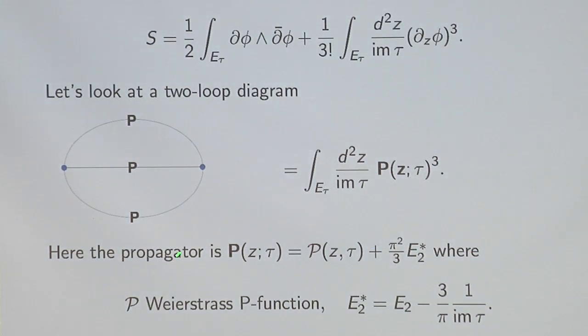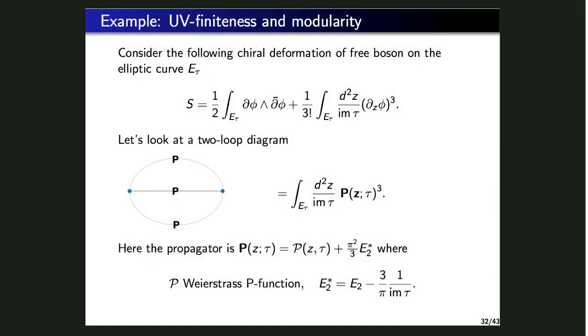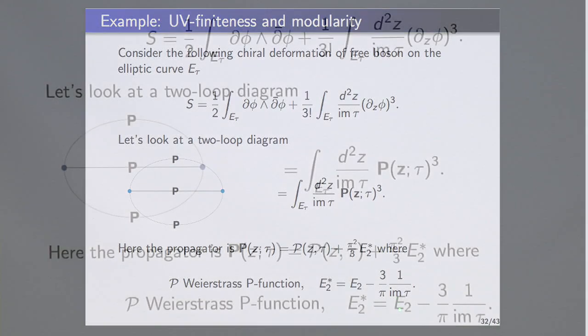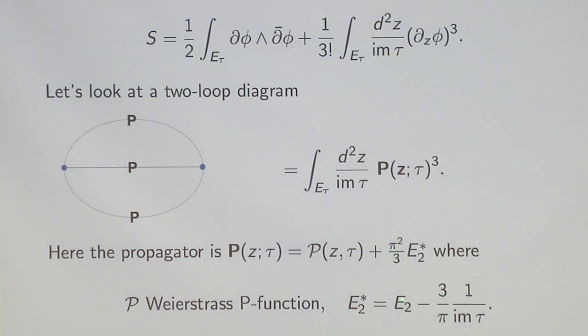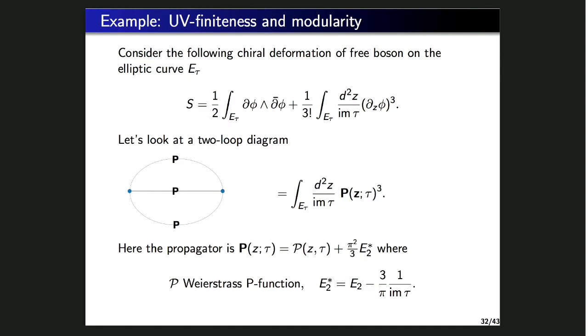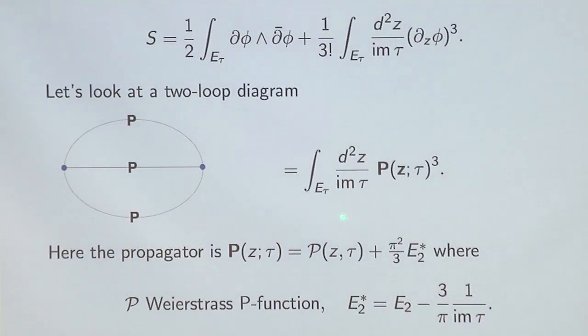So the propagator here is given by two terms. The first term is given by this Weierstrass P function. The second term, E2 star, comes from the second Eisenstein series. We know this is not modular, but we can correct it to be modular, with a mild anti-holomorphic dependence. So this is one example of a so-called almost holomorphic modular form. That's the propagator that you find from this theory, and you want to evaluate this two-loop diagram.